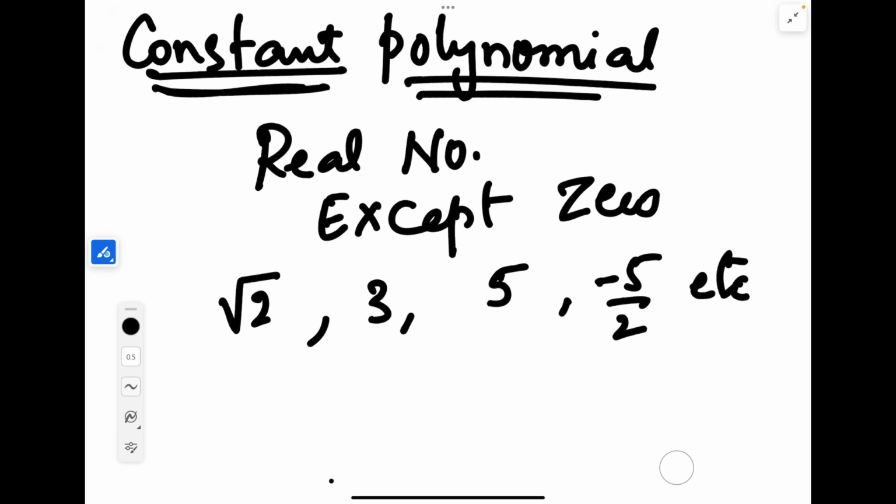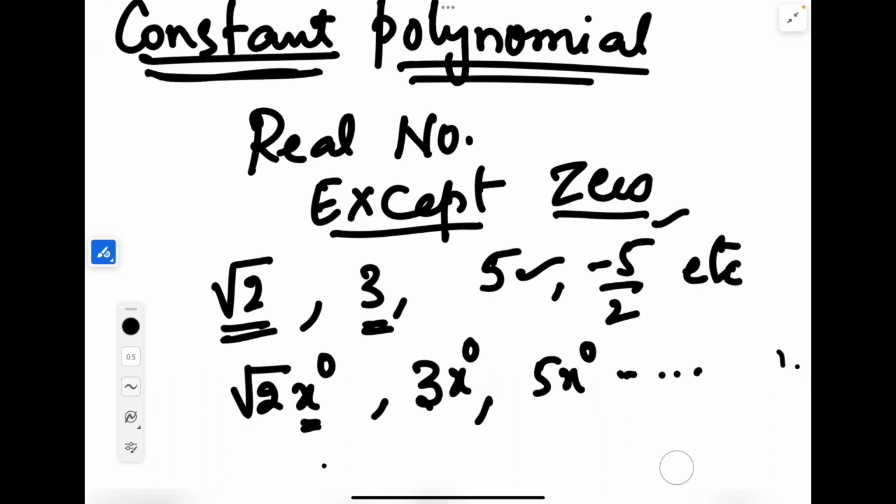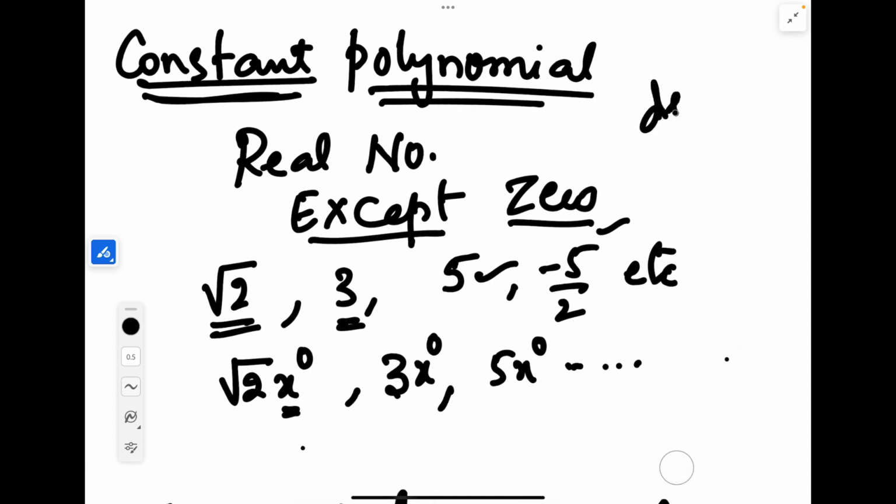Yes, the degree of this polynomial is 0, because we can write this root 2 as root 2 into x to the power of 0, right? What is x to the power of 0? It is nothing but 1. Yes or no? So we can write root 2 as root 2 into x to the power of 0, 3 as 3 into x to the power of 0, 5 as 5 into x to the power of 0, and so on. That means any real number except 0, constant polynomial whose degree is 0. So for a constant polynomial, the degree is 0. Reason is we can write it in this form.